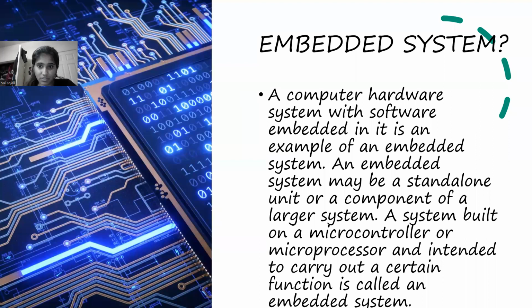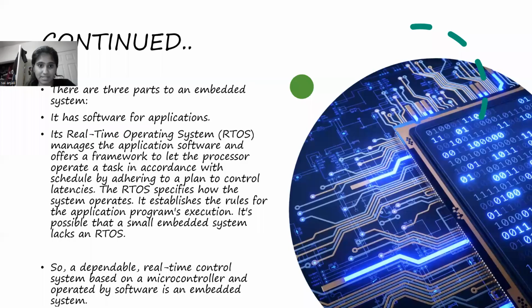Embedded system. First of all, an embedded system is nothing but a computer hardware system with software embedded or integrated in it. An embedded system can be a single unit or a component of a larger system. A system built on a microcontroller or a microprocessor and intended to carry out a particular function is called an embedded system.